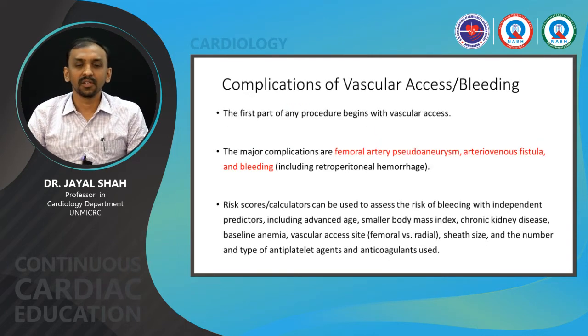The second important group of complications are those associated with vascular access and bleeding. The first part of any procedure begins with vascular access. The chief complications are femoral artery pseudoaneurysm, arteriovenous fistula and bleeding. Various risk scores and calculators have been used to assess the risk of bleeding, with independent predictors including advanced age, small BMI, chronic kidney disease, baseline anemia, vascular access site, sheath size, and the number and type of antiplatelet agents and anticoagulants used.